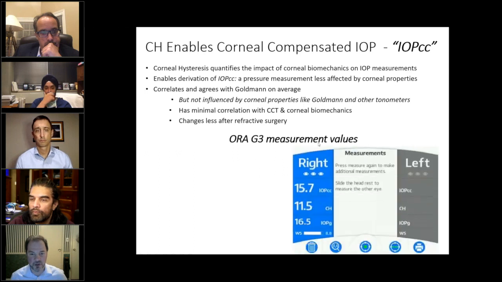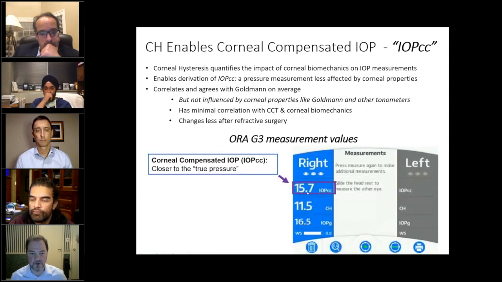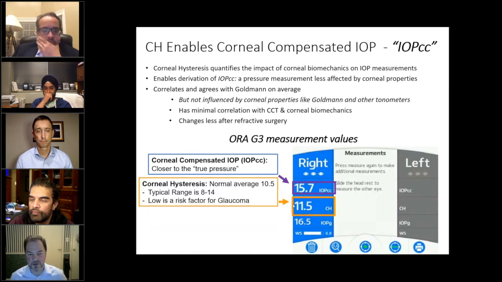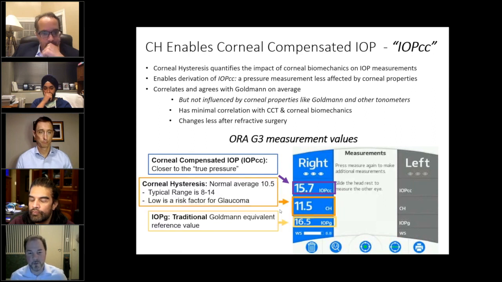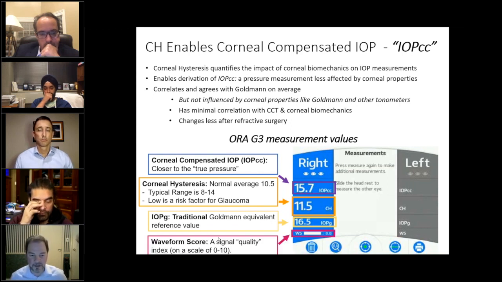The way the information looks on the measurement screen of the instrument, you have your IOPcc that I just described here at the top, the corneal hysteresis in the middle, the IOPg, which is a more traditional Goldmann equivalent reference value so that you can appreciate maybe you've been over or underestimating the pressure in this patient's eye all along. And then a bit of a quality indicator, like a signal strength indicator, called the Waveform Score, which is on a scale of 0 to 10.